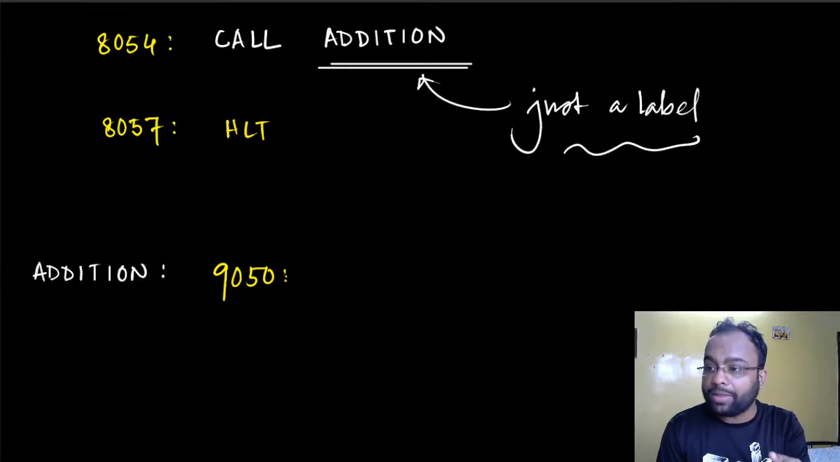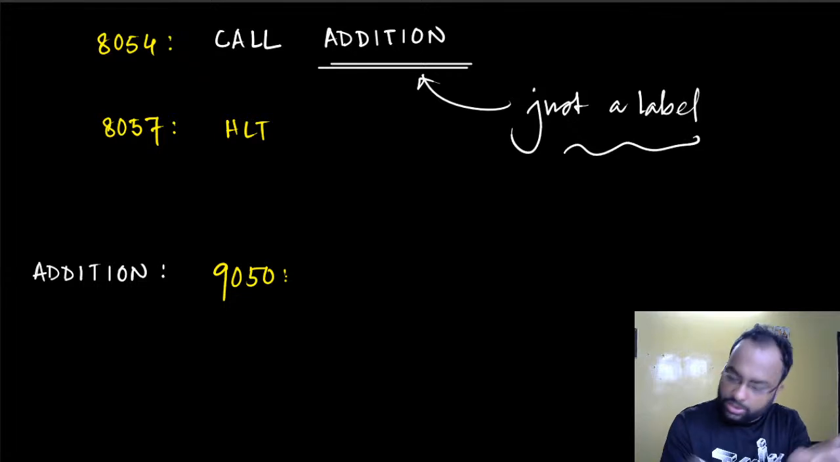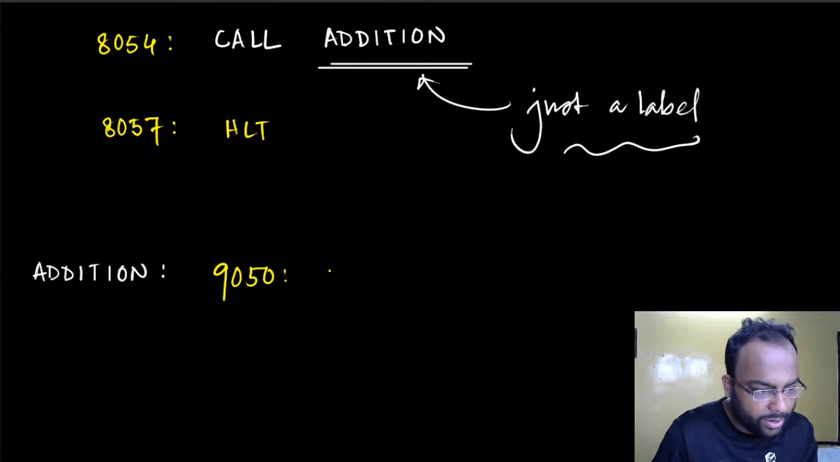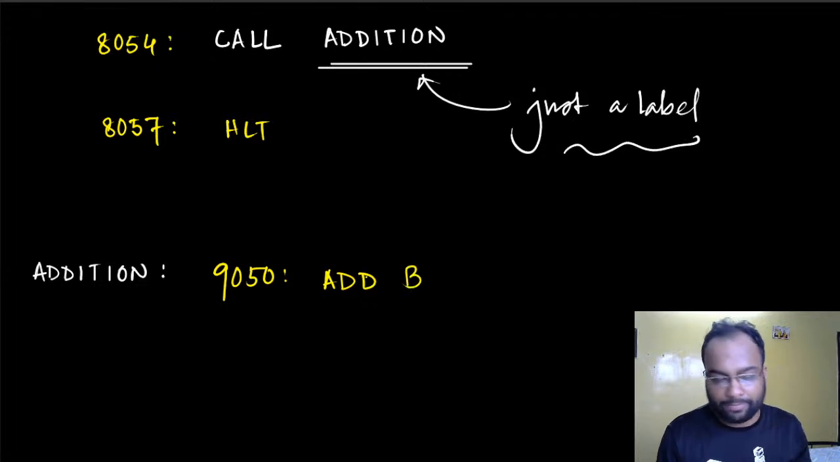And here you have the program for addition. Okay, let's write down the program. What am I doing? I'm just doing add b, something very simple as that.